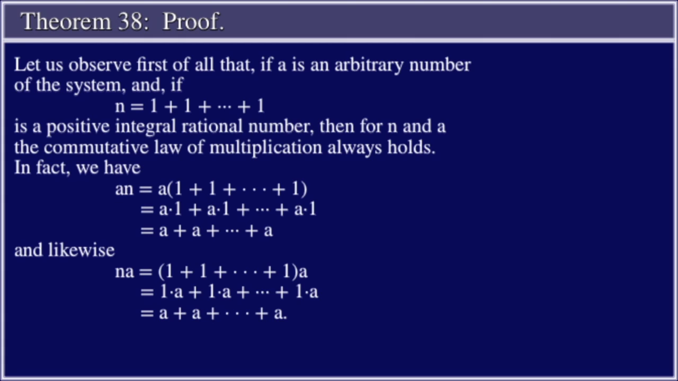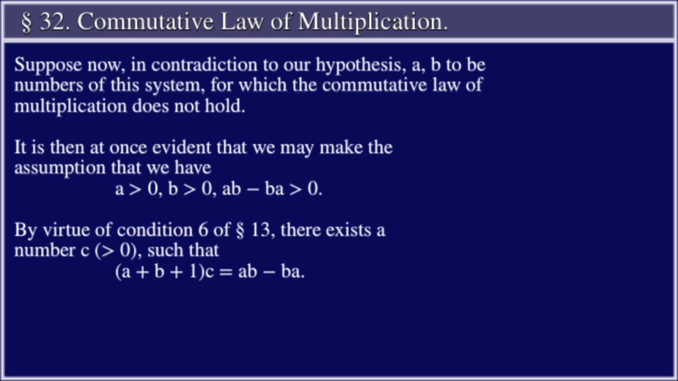Suppose now, in contradiction to our hypothesis, a and b to be numbers of this system for which the commutative law of multiplication does not hold. It is then at once evident that we may make the assumption that we have a greater than 0, b greater than 0, ab minus ba greater than 0.